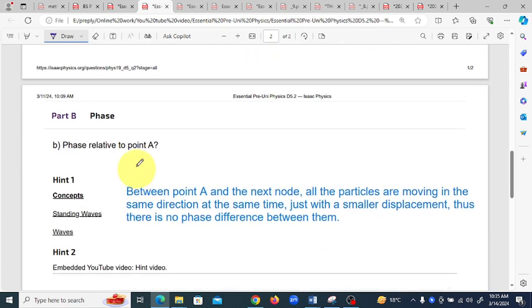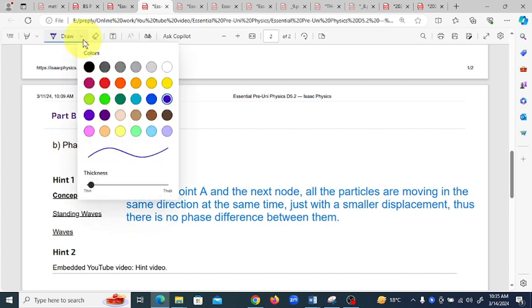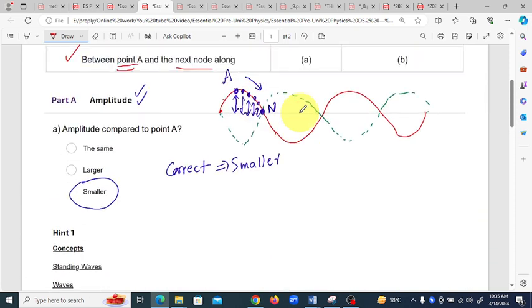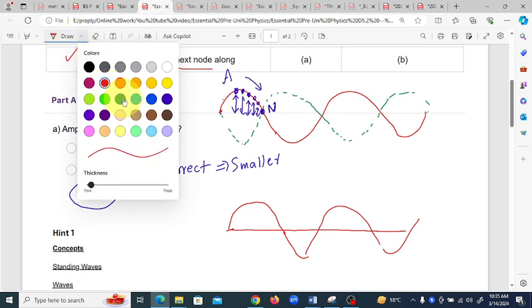Now for part B, what is the phase relative to point A? We need to find the phase as well. As we know, the motion of A and all other particles till the node between A and the node, all other particles are moving downward. So I will explain again. For example, we have this scenario again, a stationary wave, and in this stationary wave we have to find the phase.